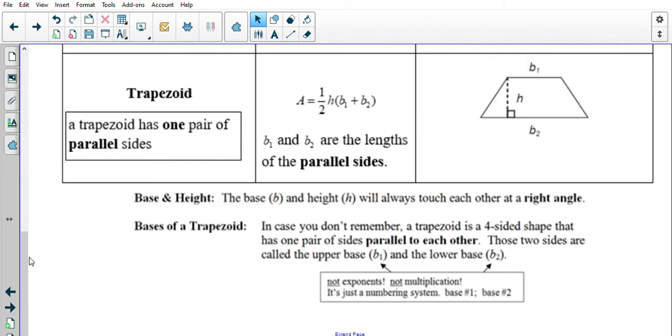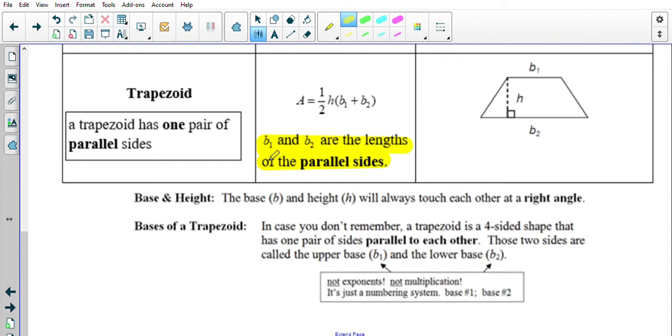The formula that's on your formula sheet is half times h, representing the height, times b sub 1 plus b sub 2. Sub, like submarine, S-U-B, or sub sandwich. Those are not exponents. That's really important to point out to you, and I know it says that at the bottom of the page as well. But b sub 1 and b sub 2 are the lengths of the parallel sides. I'm going to highlight that because that's something that's really important for us. And again, the height is going to intersect your b sub 1 and b sub 2 at a 90-degree angle. Again, very, very important for us. You can see a picture here to help you as you're working with the formula.